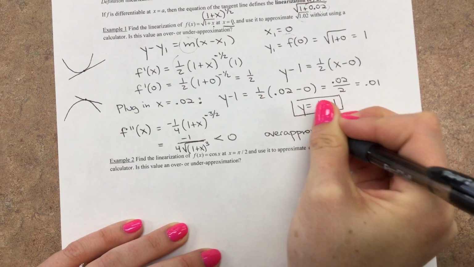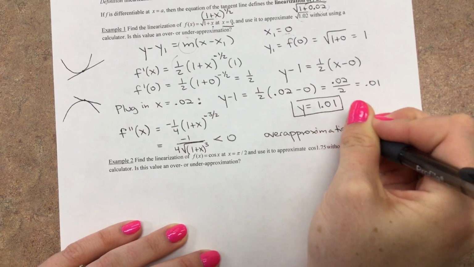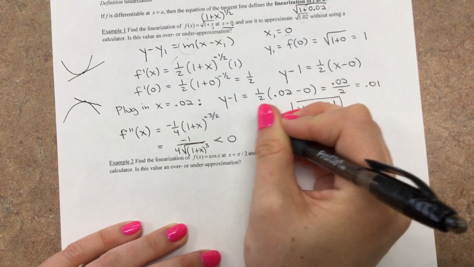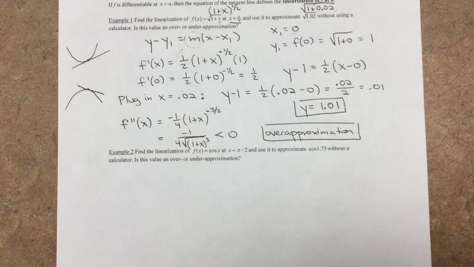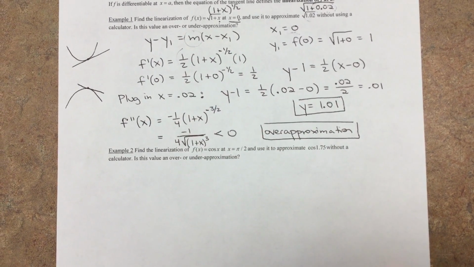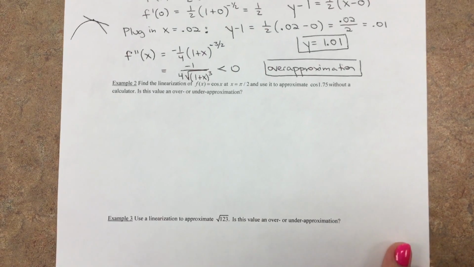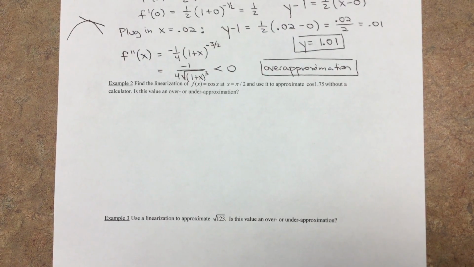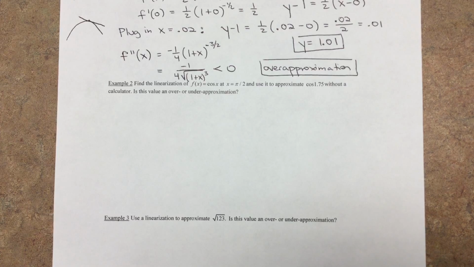Okay, so I know it sounds like a whole ton of work just when we're looking at this very first one, but that concept will start to make sense to you, the whole over or under approximation idea. Okay, so next let's take a look at example 2. For both of these examples, we're doing the exact same thing. You're going to come up with a tangent line. You're going to use it to approximate a different value.